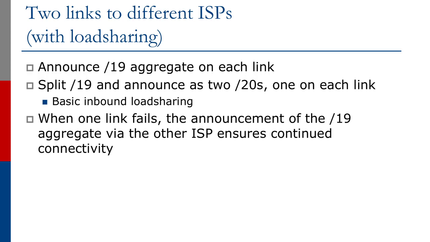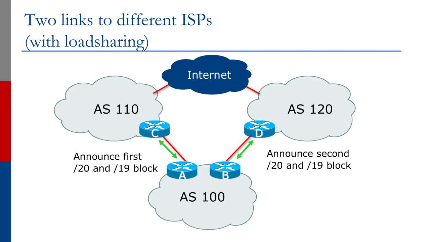But what it also means is all traffic for the first /20 will come in through AS110, and all the traffic for the second /20 will come in through AS120. And yes, even traffic from AS120 going to the first half of the address space will go all the way through the internet and AS110 to reach AS100. And all traffic for the second /20 from AS110 will go all the way through the internet through AS120 to get to AS100. So that's one of the side effects of leaking sub-prefixes. They're more specific than the covering aggregate, and traffic will always follow that over the covering aggregate.